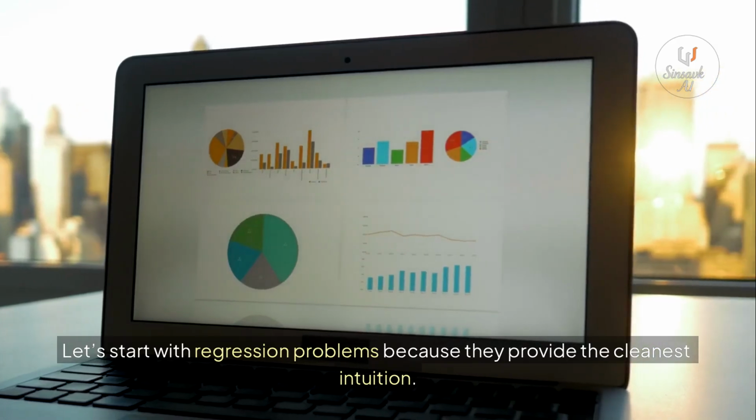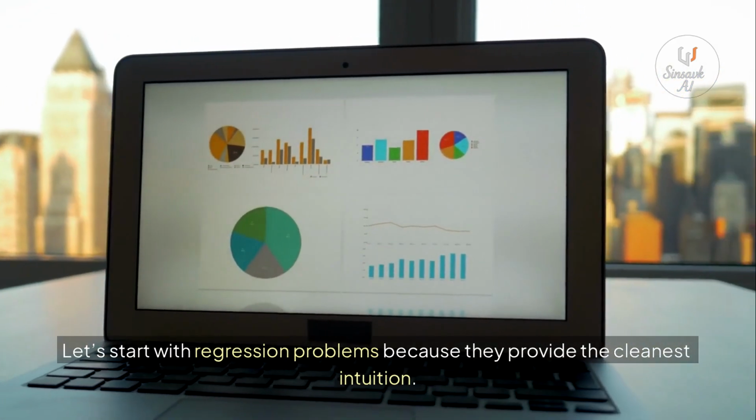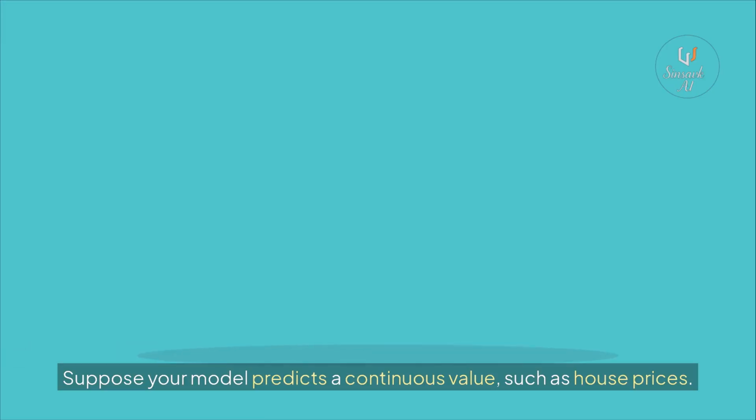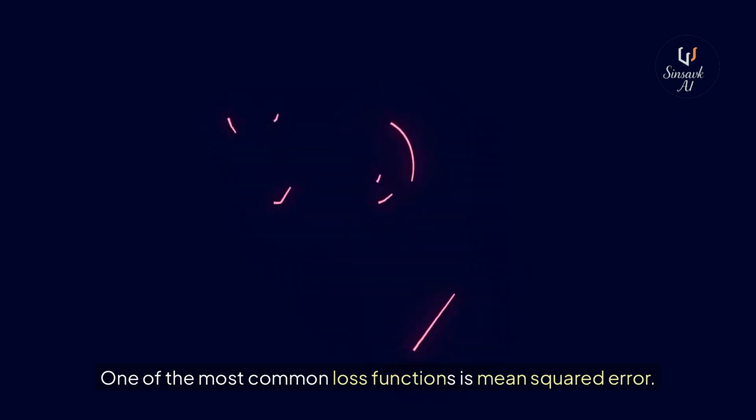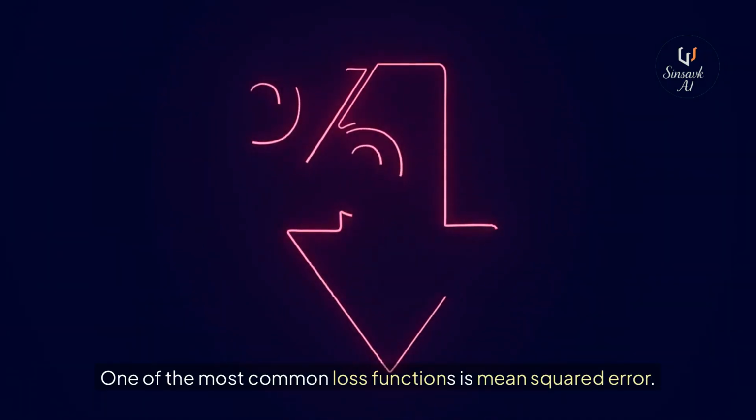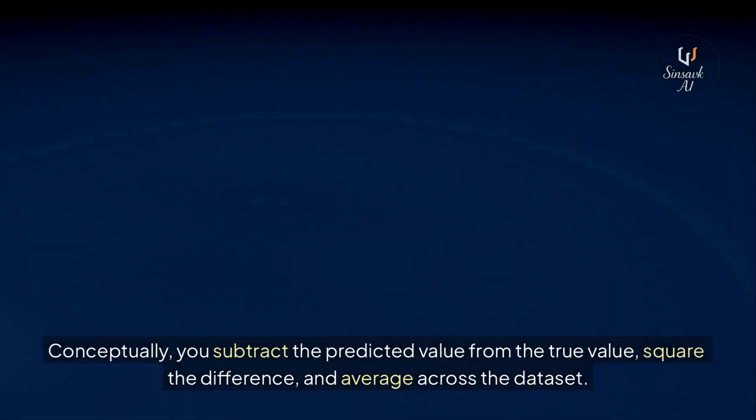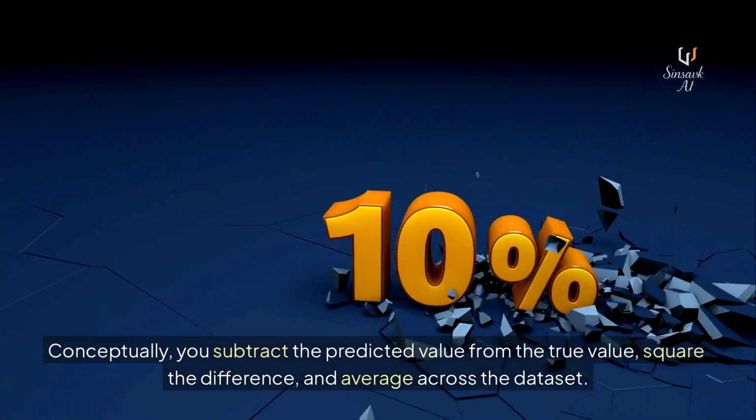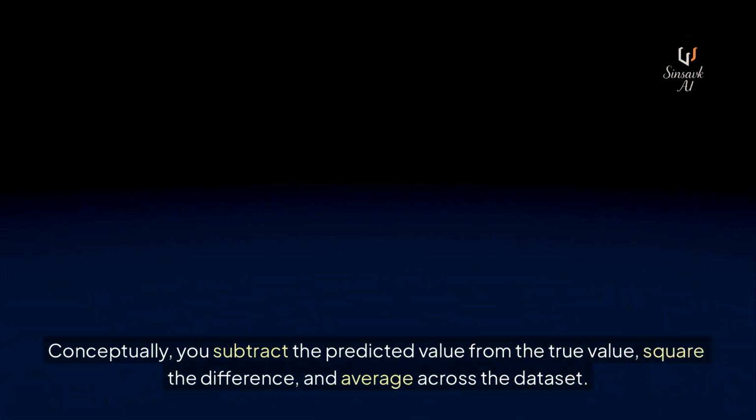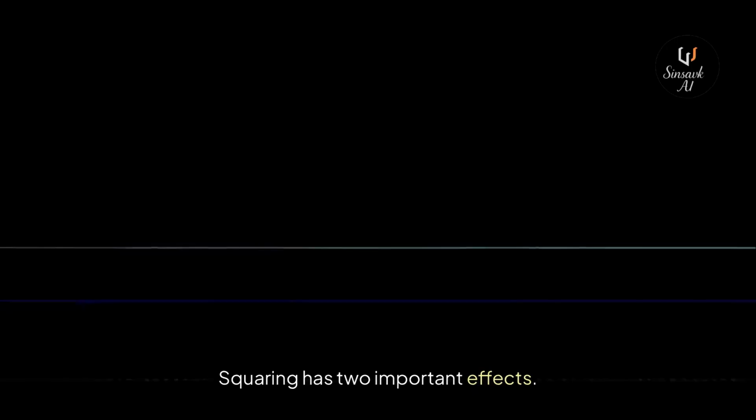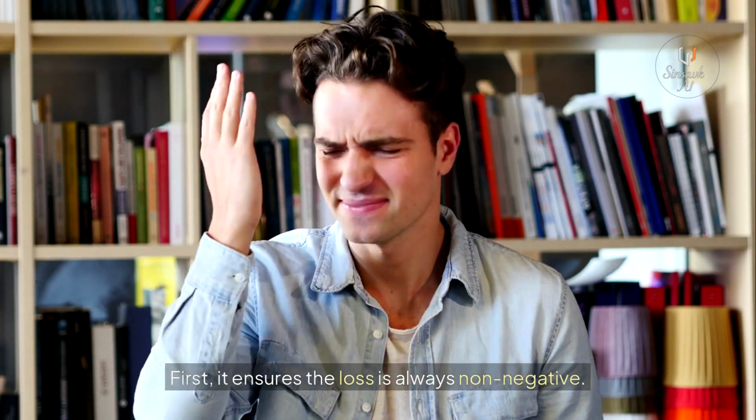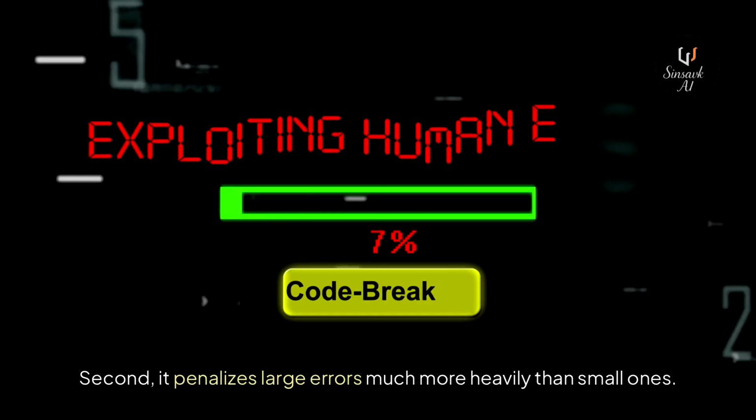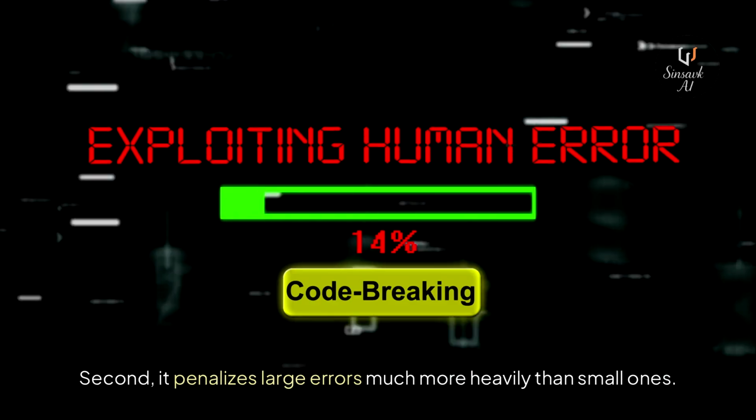Let's start with regression problems because they provide the cleanest intuition. Suppose your model predicts a continuous value, such as house prices. One of the most common loss functions is mean-squared error. Conceptually, you subtract the predicted value from the true value, square the difference, and average across the dataset. Squaring has two important effects. First, it ensures the loss is always non-negative. Second, it penalizes large errors much more heavily than small ones.